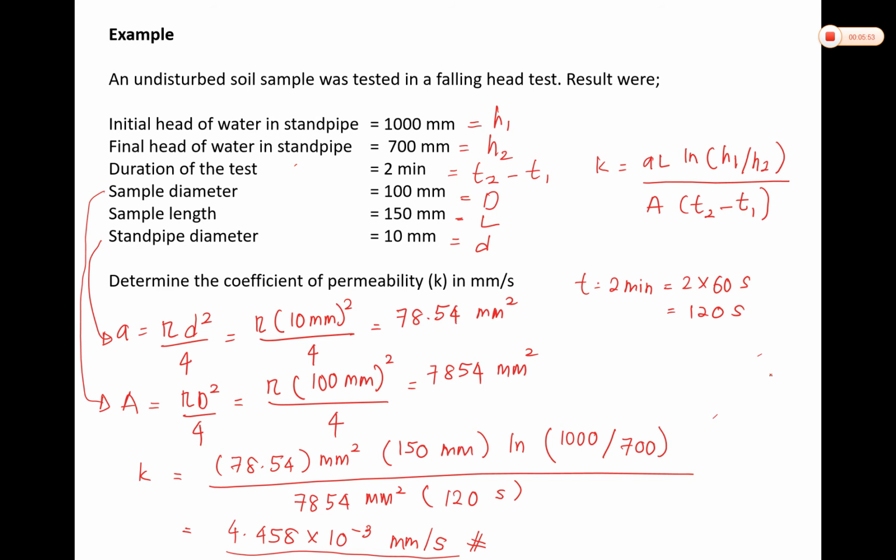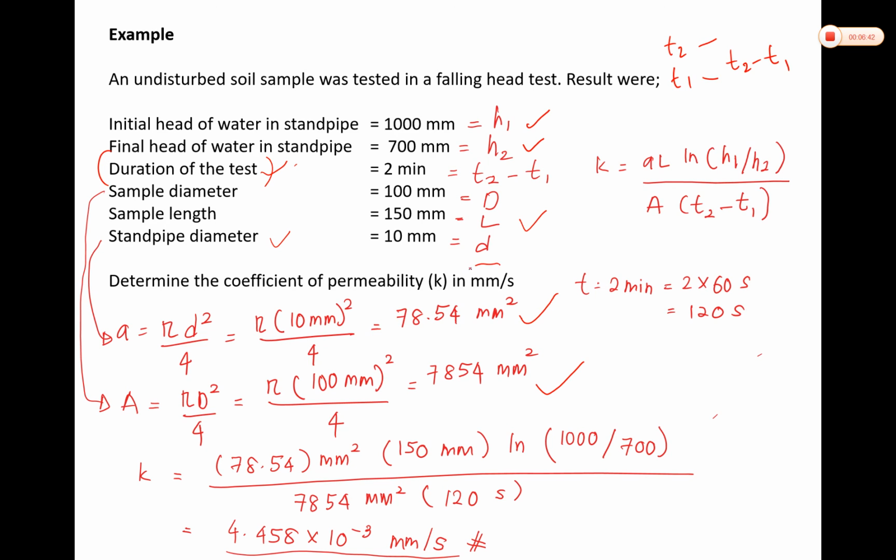This is an example. If you look at the example, you have the information here. Initial head is H1, final head is H2. The duration is already given, meaning the 2 minutes here is t2 minus t1, so you don't need to find where t2 and t1 are. If it mentions t1 and t2, then you need to calculate t2 minus t1. But if the duration is already mentioned, it refers to t2 minus t1 straight away. We also have the sample diameter, from which you can get the area of the sample, and from the standpipe diameter you get the area of the standpipe, with a sample length of 150 mm.